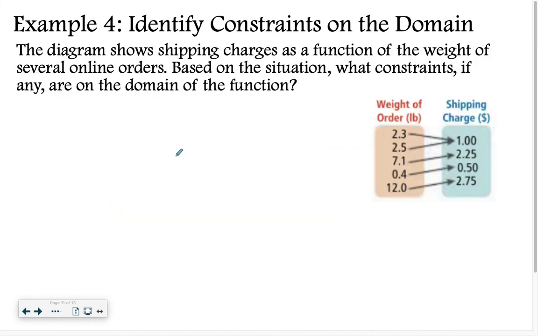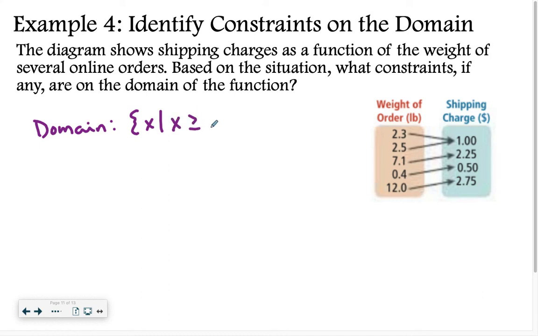All right, let's look at example 4. Identify constraints on the domain. The diagram shows shipping charges as a function of the weight of several online orders. Based on the situation, what constraints, if any, are on the domain of the function? So, first of all, if you're shipping something, no matter what, there has to be some weight there. Even if it's something really light, it still has weight. So I know that it for sure has to be greater than 0, but it doesn't tell us that there's a maximum weight of what can be shipped.